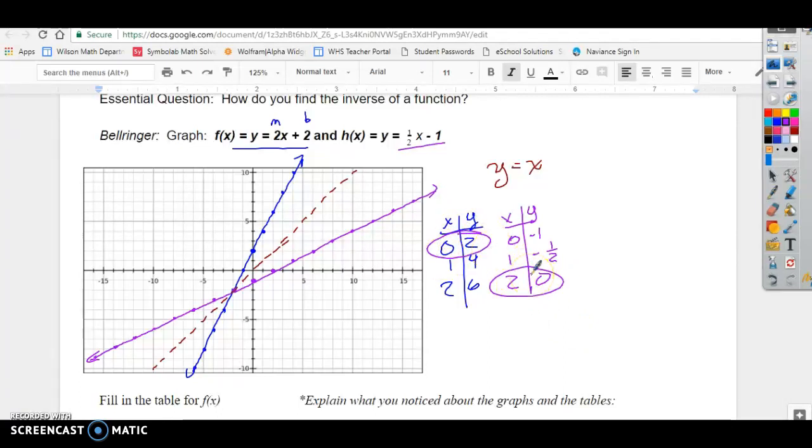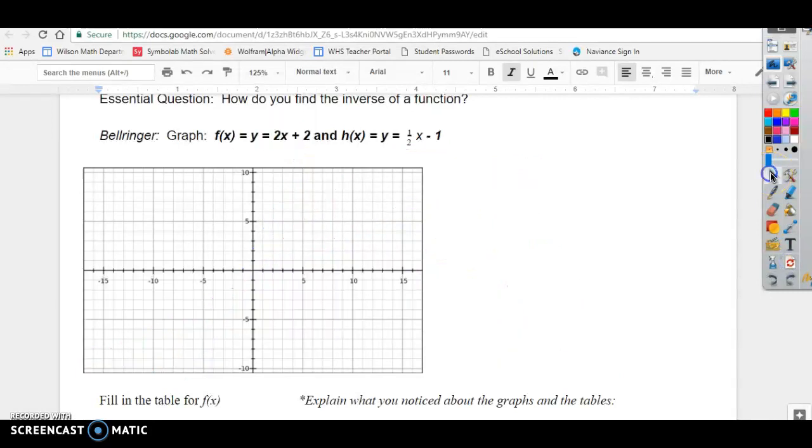Okay, so maybe I should try one like 4. Because if I put 4 in, I know I should get 1. So 4, half of 4 is 2, 2 minus 1 is 1. So you can see these two are mirrored up. If I do 6, half of 6 is 3, 3 minus 1 is 2. So you can see it's 2, 6, 6, 2. Right? That's how you would do it with the table. If the x and y values are literally switched here, you have inverses as well.